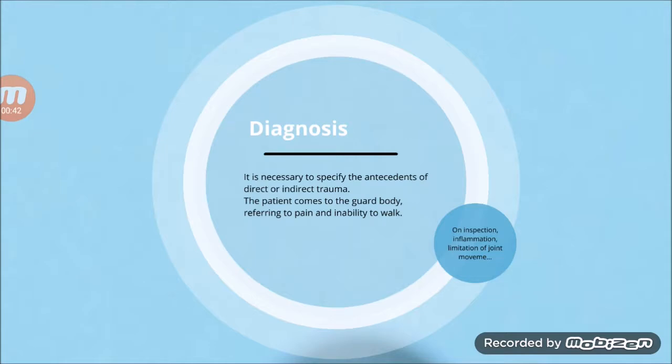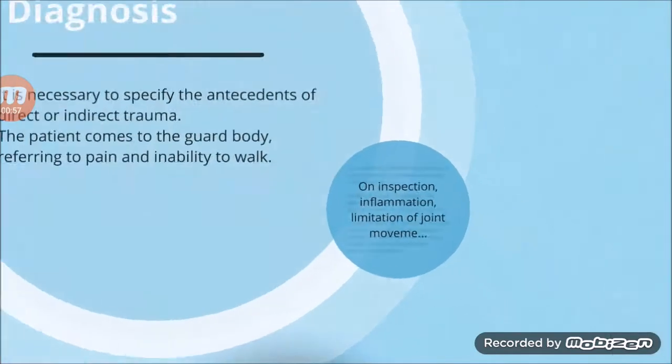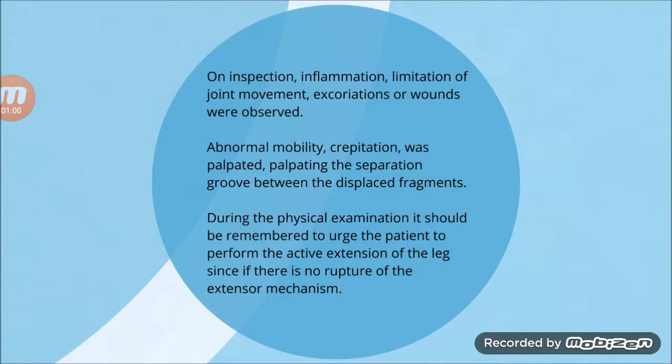Diagnosis: it is necessary to specify the antecedents of direct or indirect trauma. The patient comes to the consultation, referring to pain and inability to walk. On inspection, inflammation, limitation of joint movement, and excoriation or wounds were observed. Abnormal mobility and crepitation were palpated, as well as a separation between the displaced fragments.